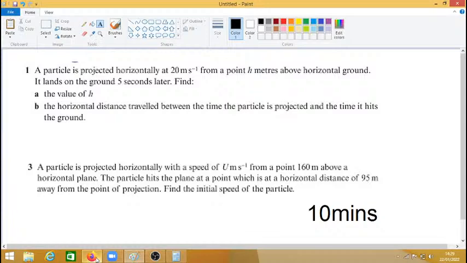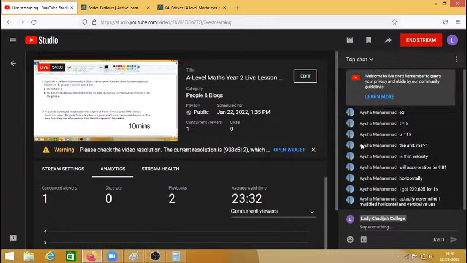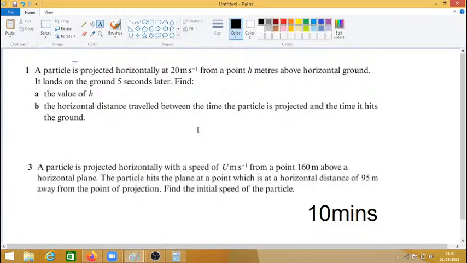So question 1a, type in the value you got for h. And then question 1b, horizontal distance covered. And then question 3, just the answers there. Let's take a look. Okay, still waiting for the right answer on this.